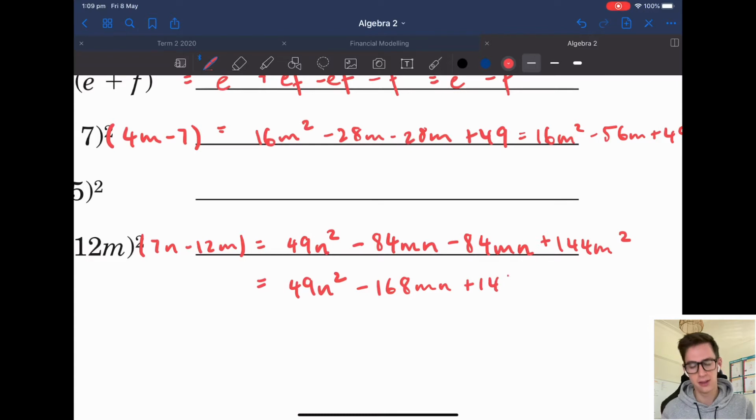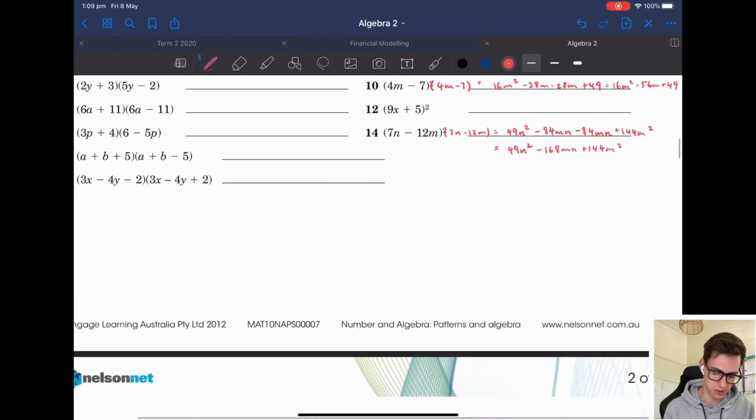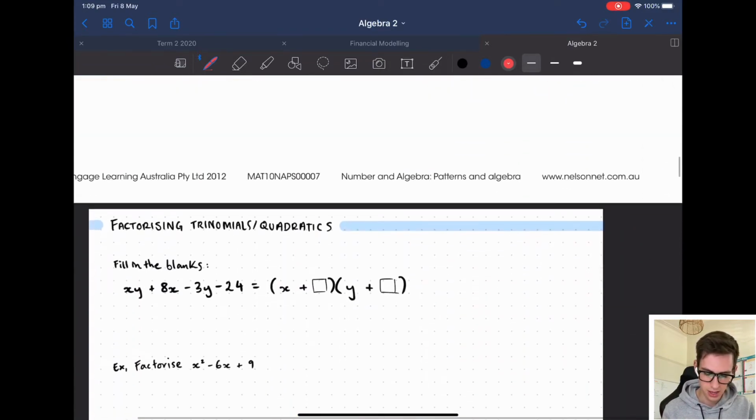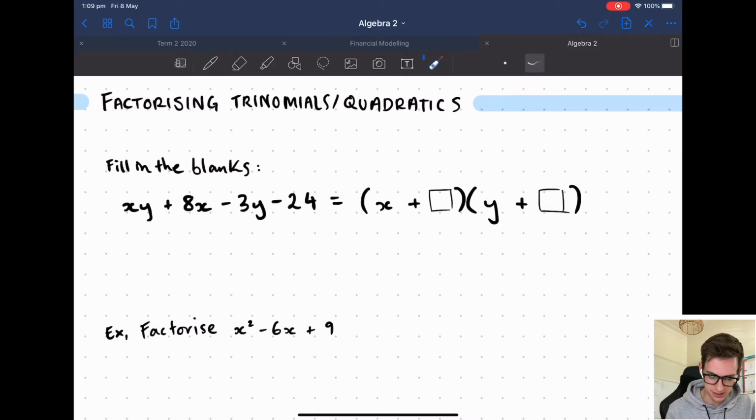Okay, so hopefully that's a little bit of a recap, refresh your memory on how to expand, and now we're going to undo all that work with this topic here. So what I'd like you to do to start with is have a look at this kind of puzzly fill in the blanks kind of thing. So we've got this statement here, this expression.